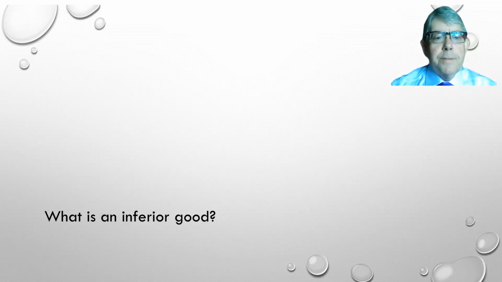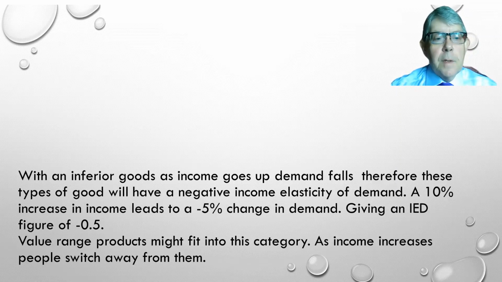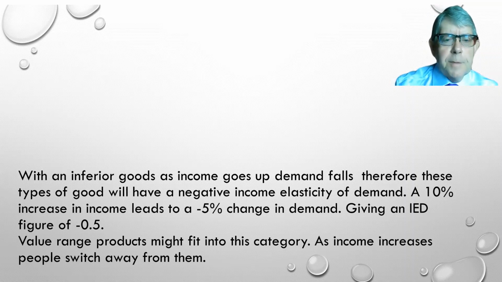What is an inferior good? An inferior good is where income goes up but demand falls. Therefore, these types of good will have a negative income elasticity of demand. For example, a 10% increase in income leads to a minus 5% change in demand, giving an IED figure of minus 0.5. So quite peculiar, but if you think about it, value range products would fit into this category. As people's income goes up, they tend to move away from these type of products.